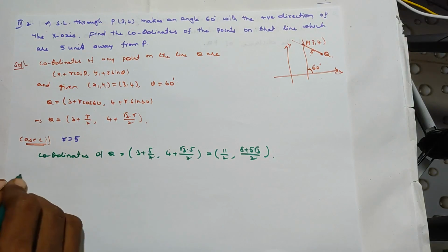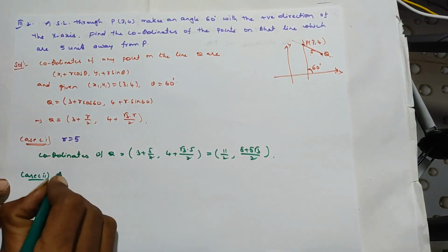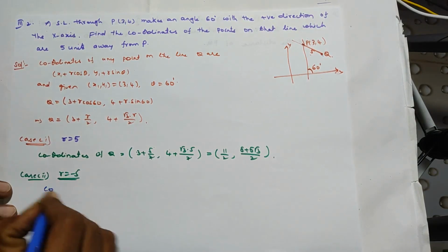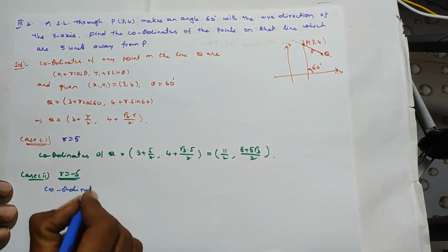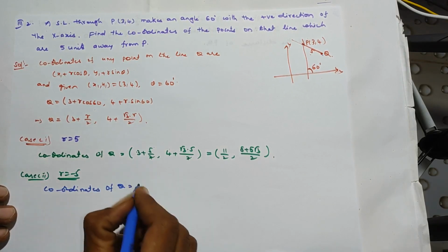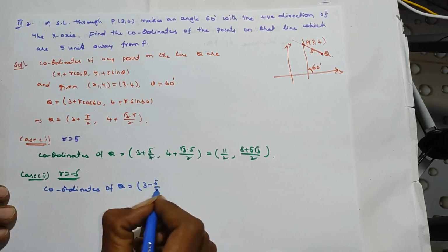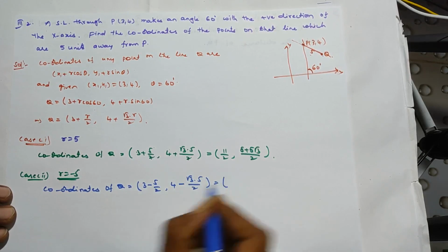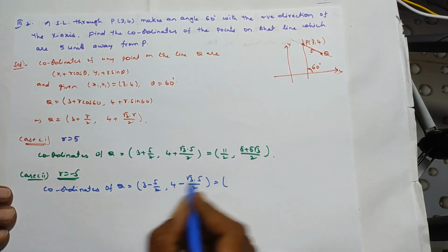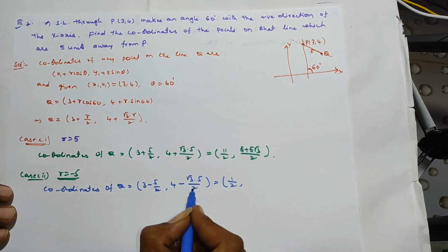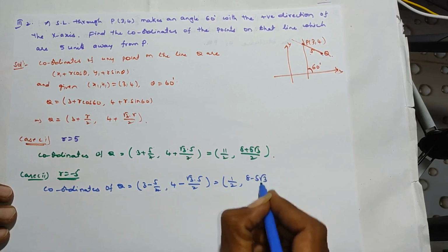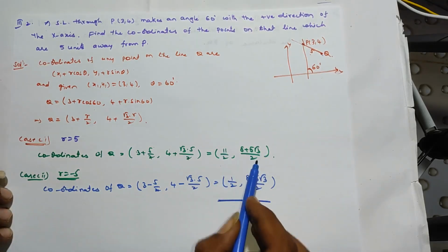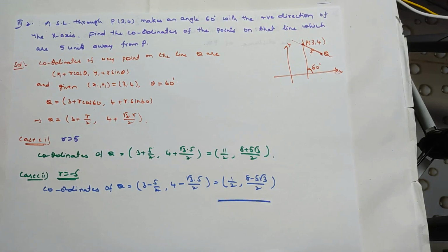And case 2, r is equal to minus 5. Then the coordinates of Q are 3 minus 5 by 2 comma 4 minus root 3 into 5 by 2. On solving this, the LCM is 2, 3 to 6, 6 minus 5 is 1 by 2 comma 8 minus 5 root 3 by 2. Therefore the coordinates of Q are 11 by 2 comma 8 plus 5 root 3 by 2 and 1 by 2 comma 8 minus 5 root 3 by 2.